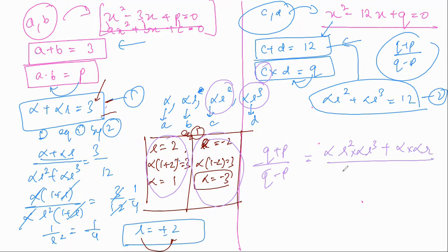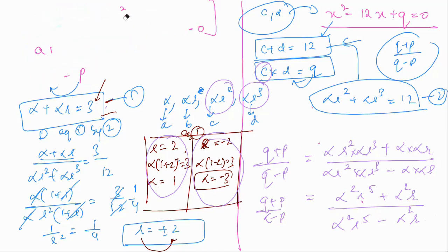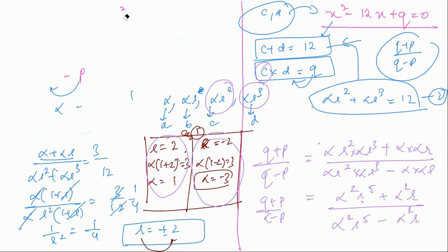Over again q minus alpha times alpha R. So when you sort out this one, q plus p and q minus p, that will be alpha square R to the power 5 plus alpha square R over alpha square R to the power 5 minus alpha square R. Okay, now I have to put the values, everyone. After putting the values, just a second, because I have two values of R and two values of alpha, so let me just rub everything.